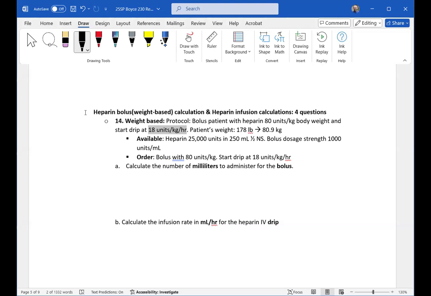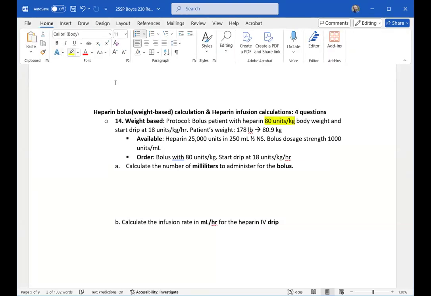Then we look at our availables. Our available is we have a 25,000 unit, 250 milliliter half normal saline available. And then we have a bolus available of 1,000 units per milliliter. So we want to make sure we're paying attention to all those details. So what I'm going to do is highlight the important numbers here. So 80 units per kilogram, 18 units per kilogram per hour, the 25,000 units, 250 milliliter half normal saline, and then the bolus dose of 1,000.